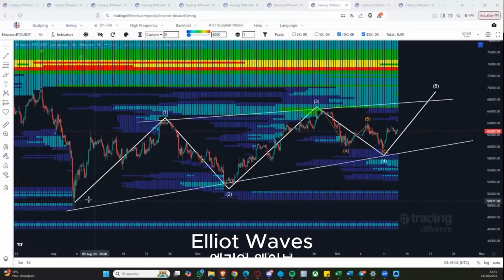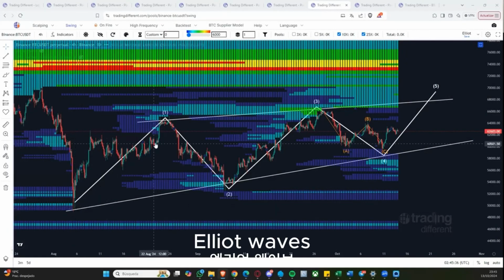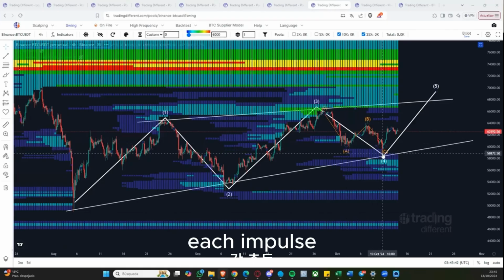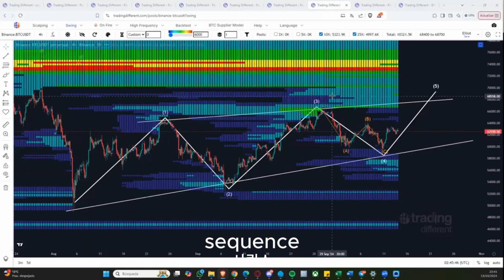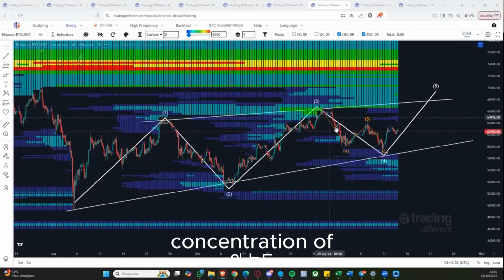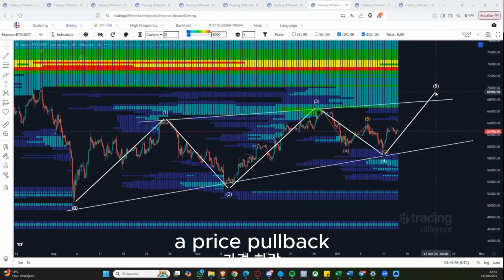By using Elliott waves, we can understand each wave and its movement. Elliott waves allow us to estimate how far the price can go with great precision. They help to understand each impulse and pullback, including the correction waves within an ABC sequence. If I expect a wave 5, I can optimize it by identifying the areas with the highest concentration of liquidity. This also applies when analyzing a price pullback.